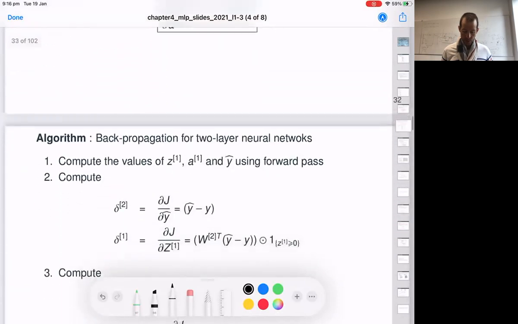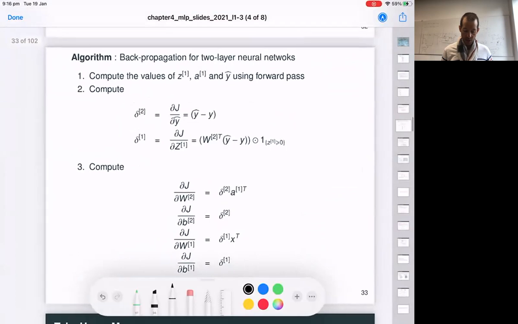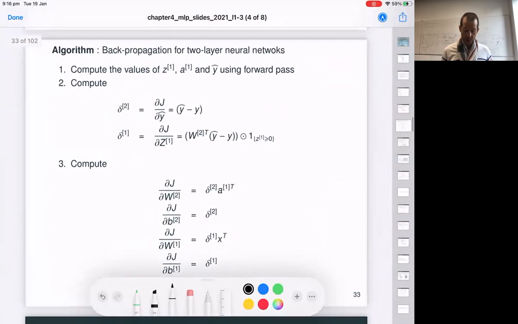Okay, so you have the algorithm. And this is finally the algorithm of the backpropagation for a two-layer neural network.